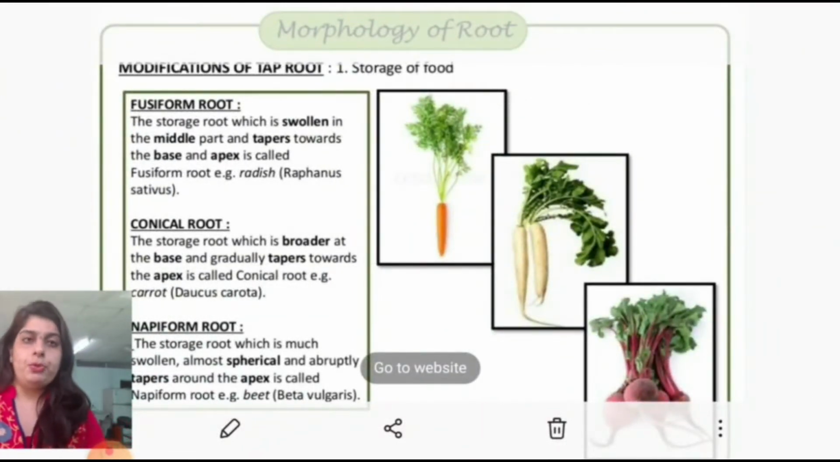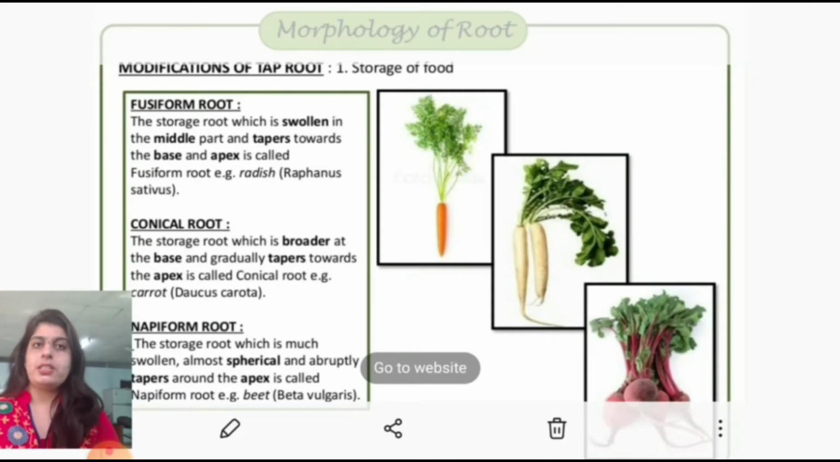Modification of taproot according to the storage of food, in which the root is modified into three forms. One is fusiform, conical root and napiform root. Fusiform root is the root in which the storage of food is done, in which the root part is swollen. Root is swollen from the middle part and it is tapered at the base. So the example of the fusiform root is radish. You have seen the radish. The base is swollen and it gets tapered from the apex.